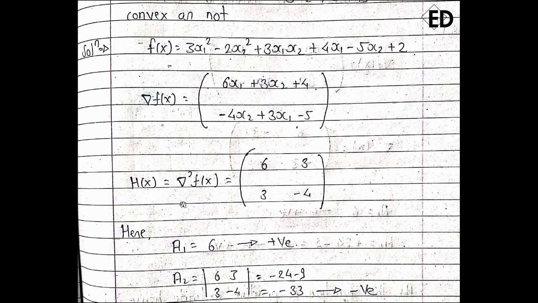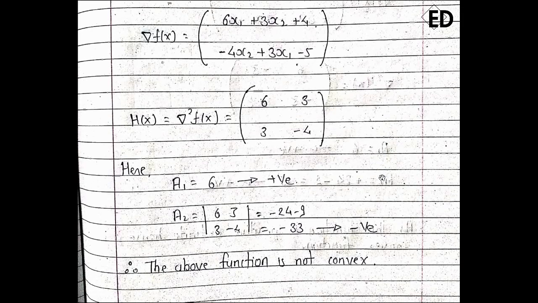The Hessian matrix is nothing but the double gradient of our function. So again differentiate these terms and calculate the Hessian matrix. Again differentiate this term and this term partially with respect to x1. So we will get 6 here, and when we differentiate this with respect to x2, we will get 3 here. For the other row, we differentiate the whole term partially with respect to x1 and we get this one, and then partially with respect to x2 we will get minus 4, and this is our Hessian matrix.